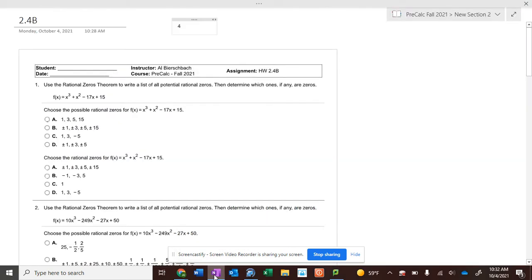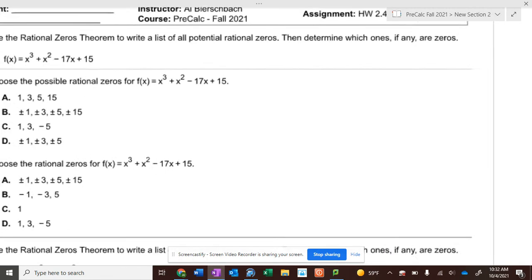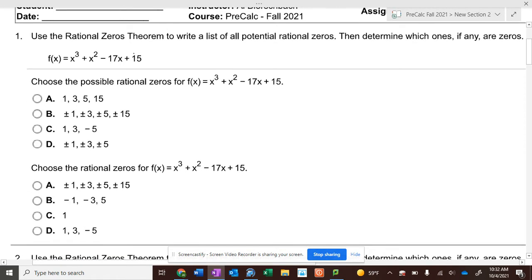Okay, so what we're talking about here is the rational root theorem and finding roots of equations if we don't have a graph. Okay, rational root theorem. You take all of the possible factors of the last term divided by all the possible factors of the coefficient of the first term.